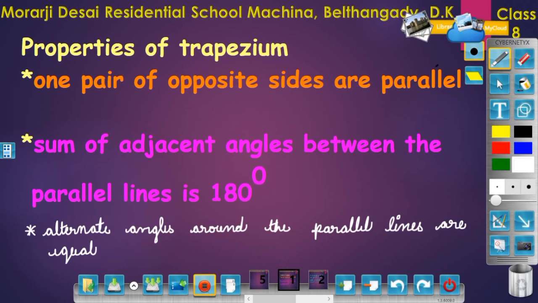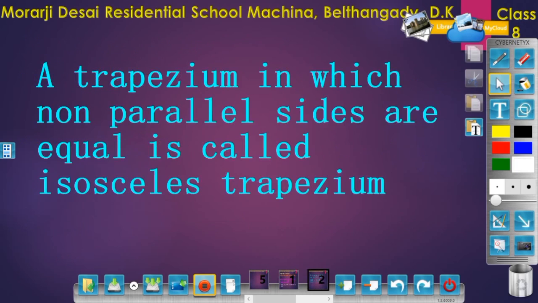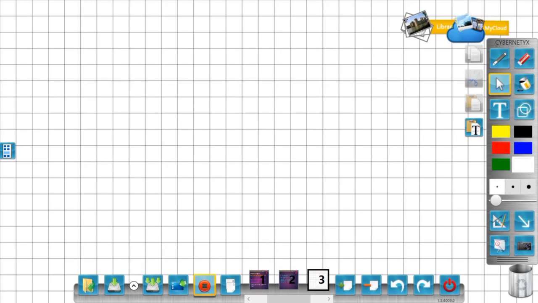One pair of opposite sides are parallel. Sum of adjacent angles between the parallel lines is 180 degree. And alternate angles around the parallel lines are equal. Now see here, a trapezium in which non-parallel sides are equal is called isosceles trapezium.